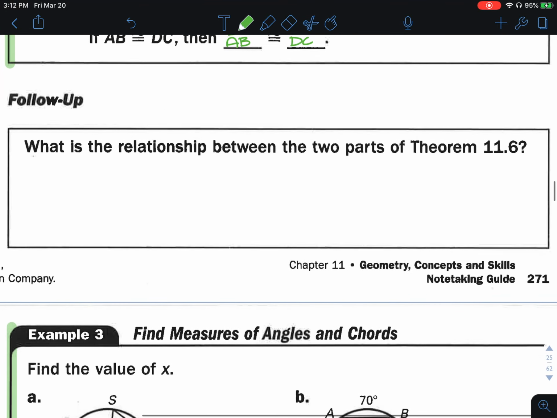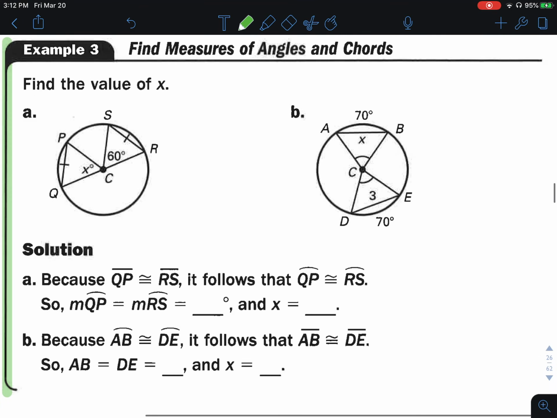Let's go down to example 3. So I want to find the value of x. Let's look at A. Because QP is congruent to RS, so I know that this line is congruent to this line, it follows that arc PQ is congruent to arc RS. So the measure of PQ is equal to the measure of RS, and we know the measure of RS, based on my central angle, is 60, so I know that x equals 60 degrees.